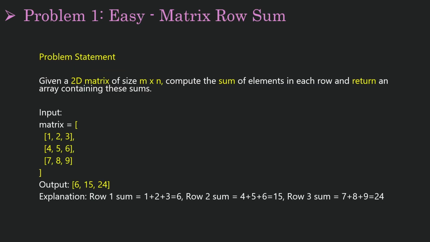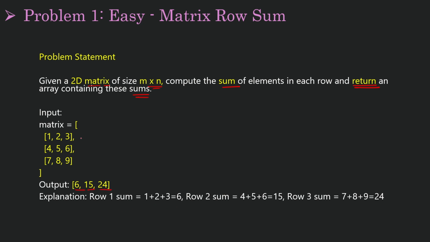Problem 1. Easy: matrix row sum. Problem statement. Given a 2D matrix of size m x n, compute the sum of elements in each row and return an array containing these sums. Example. Input: matrix equals 1, 2, 3, 4, 5, 6, 7, 8, 9. Output: 6, 15, 24. Explanation.